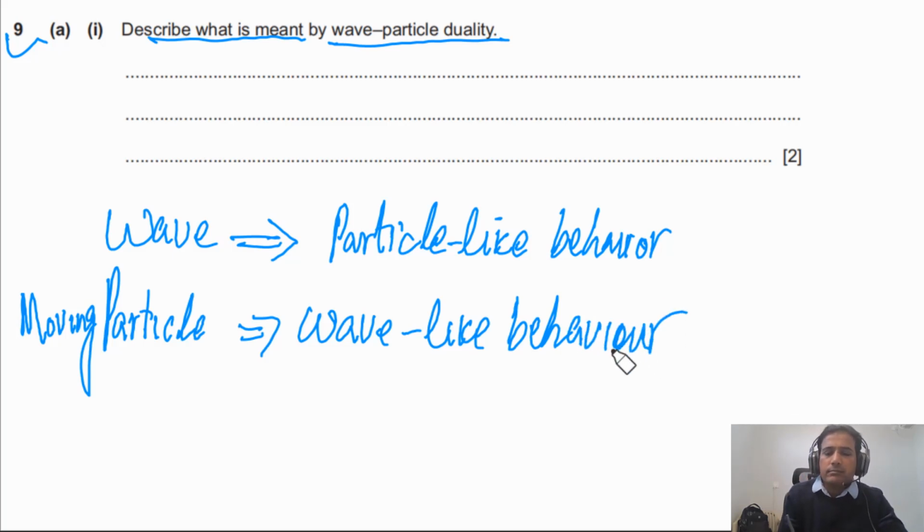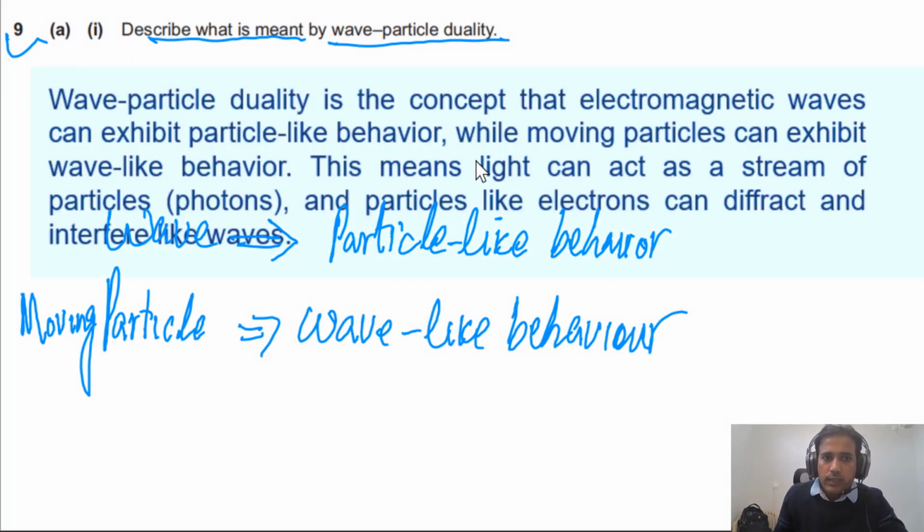Yes. American or UK, same. So behavior. These are the points you have to write down in your answer. Now let me show you the answer. In the answer, these points you have to mention.